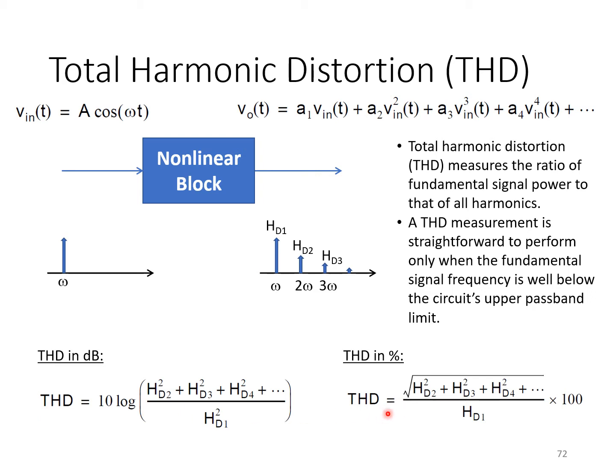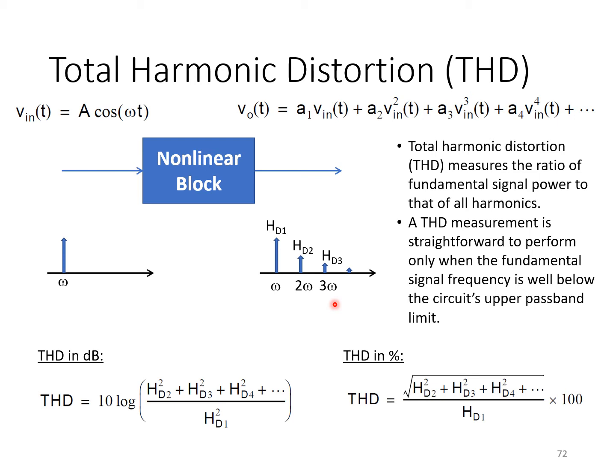The THD measurement is straightforward to perform only when the fundamental signal frequency is well below the circuit's upper passband limit. The reason is that if you supply an input tone right around the high frequency limit of the amplifier's bandwidth, then the harmonic terms will lie beyond the bandwidth limit of the amplifier, and as a result, they're likely to be attenuated. This gives rise to an optimistic value for total harmonic distortion that underestimates the amount of nonlinearity present.